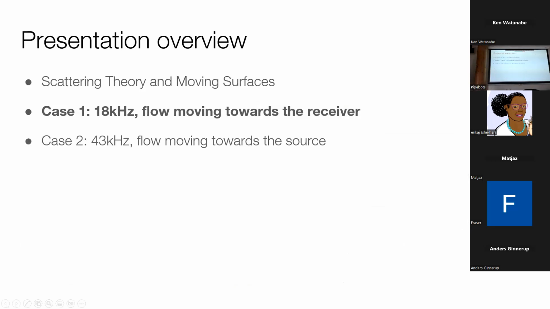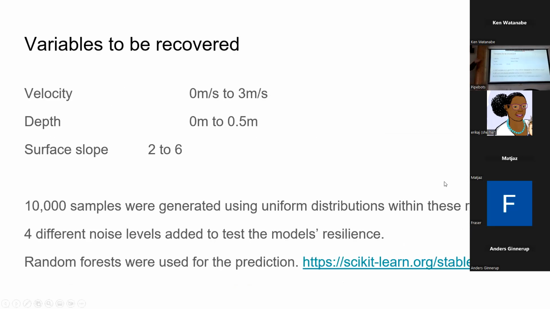Next slide, please. We have two cases, which I'm testing here to showcase that this works. We're going to have a linear array of a source and receivers, with flow moving in one direction, in this case towards the receiver. It's airborne by about 30 centimeters. We're looking at 18 kHz. The velocity changes between 0 meters per second and 3 meters per second, which is not very physical, but I'm not a very physical person. Depth is from 0 to 0.5, and the surface slope, which is effectively your turbulent structures, is between 2 and 6, which relates to 1 and 3 because you divide by 2 after the fact. Okay, we have ranges.